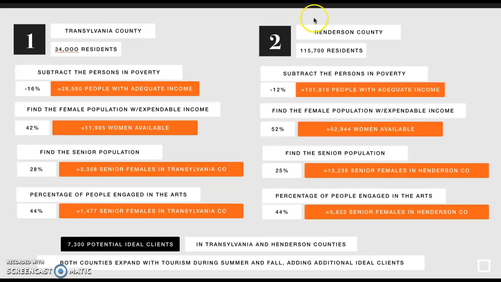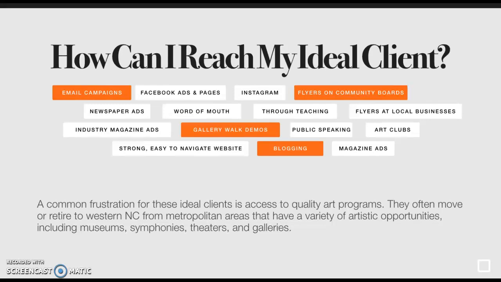And then we might do the same thing for Henderson, again taking off the persons in poverty, finding the female population, the senior population, and then the percentage that might take an art class. So altogether we have 7,300 potential ideal clients between the two counties. And both counties expand with tourism during the summer and fall, which would add additional ideal clients. So we've gone through our demographics, geographics, psychographics, and behavior graphics.